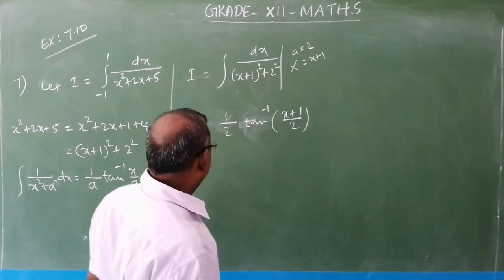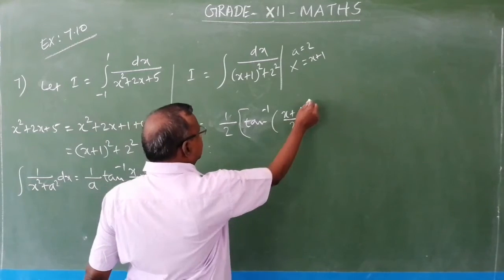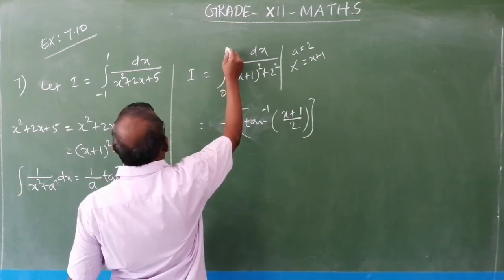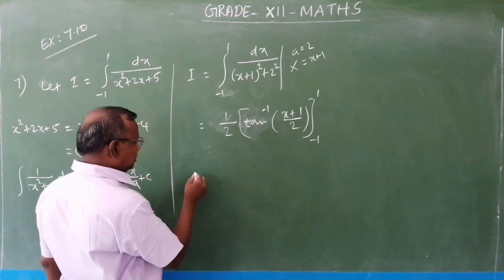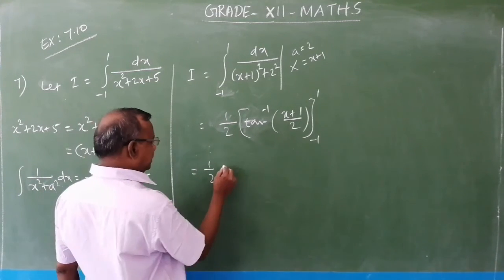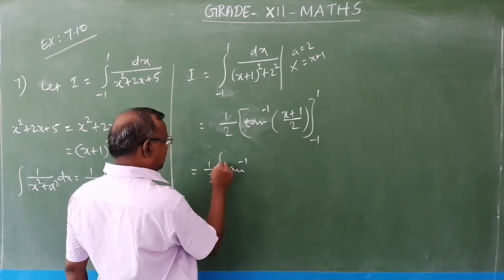And the limits are minus 1 to 1. This is equal to 1 by 2 into tan inverse of the upper limit.